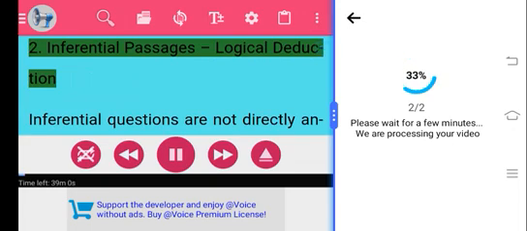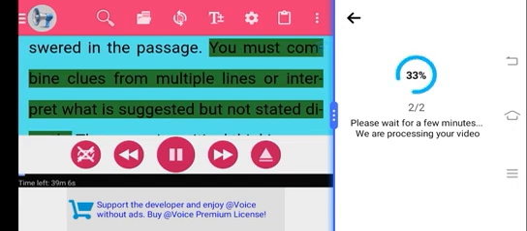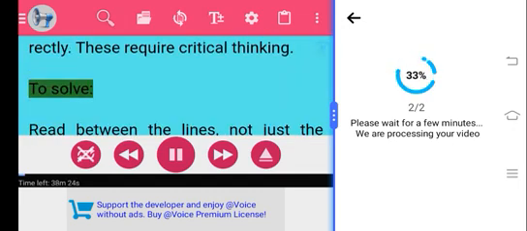2. Inferential passages, logical deduction. Inferential questions are not directly answered in the passage. You must combine clues from multiple lines or interpret what is suggested but not stated directly. These require critical thinking.